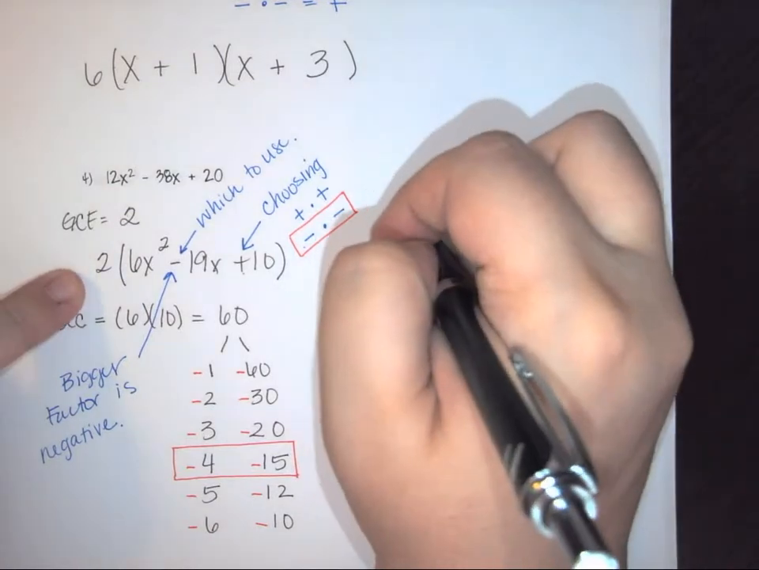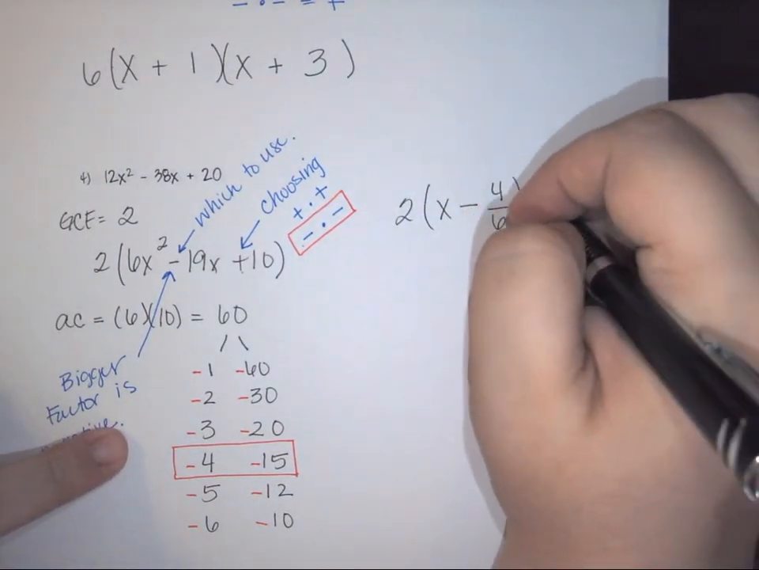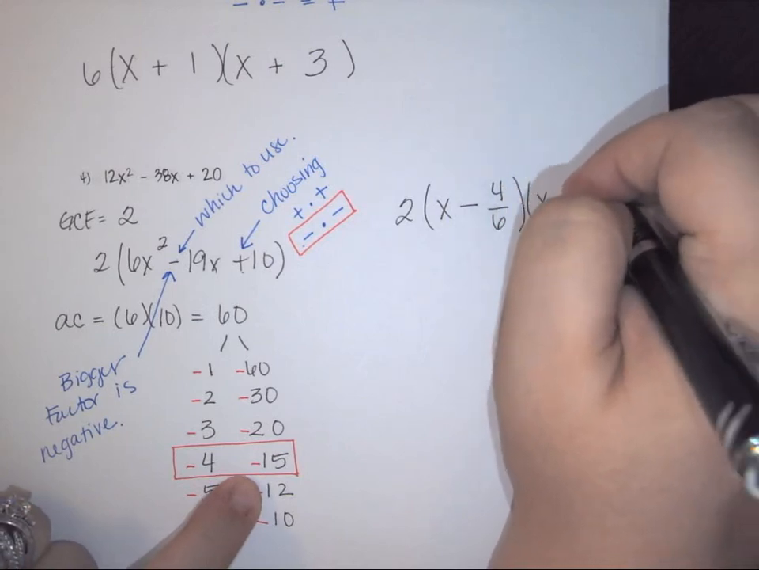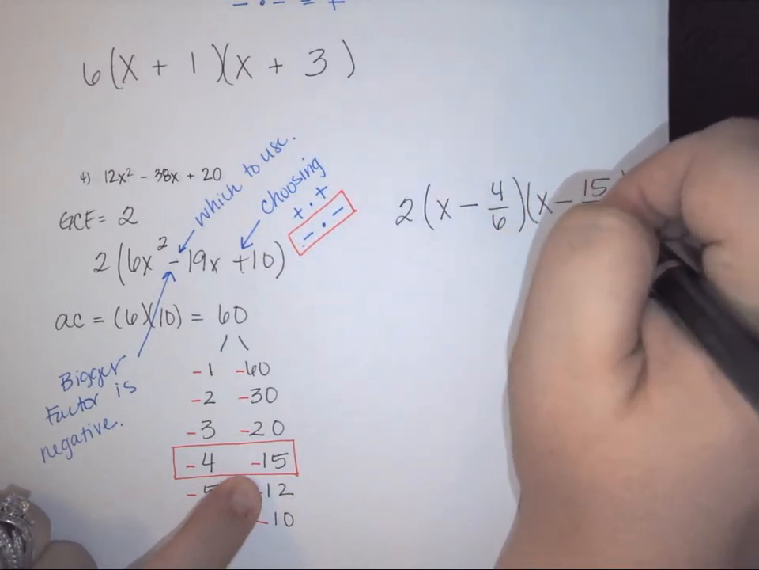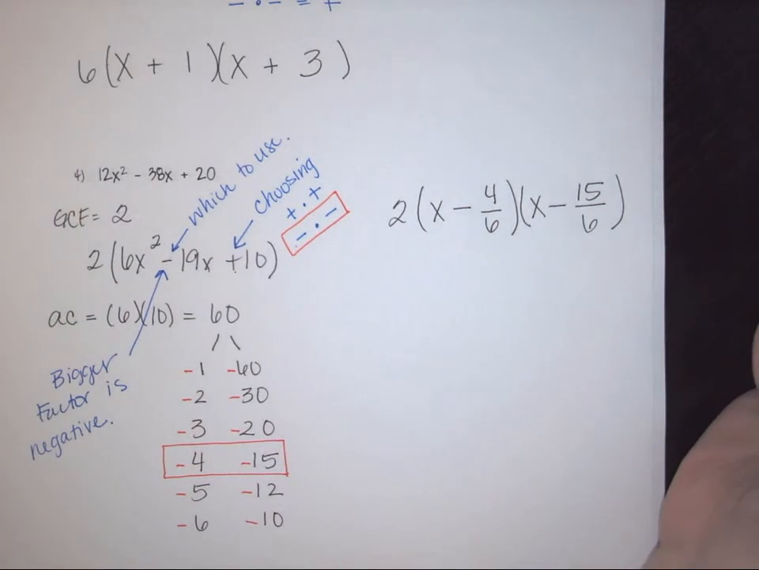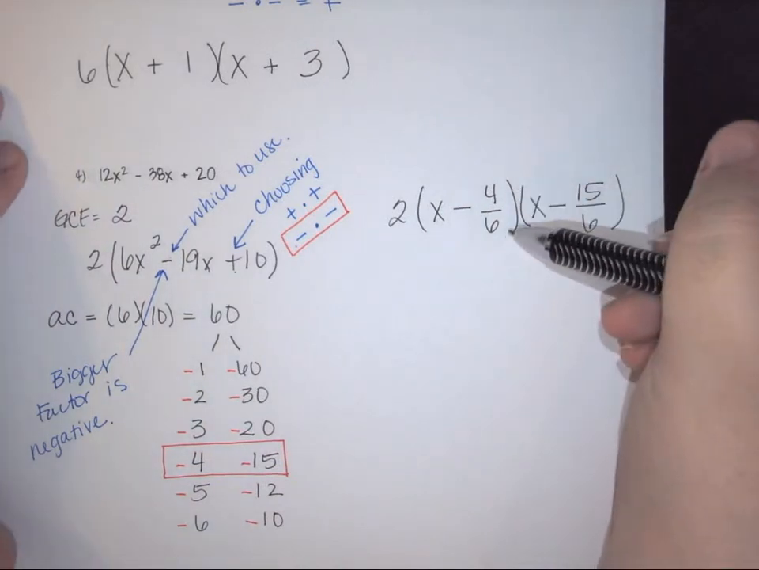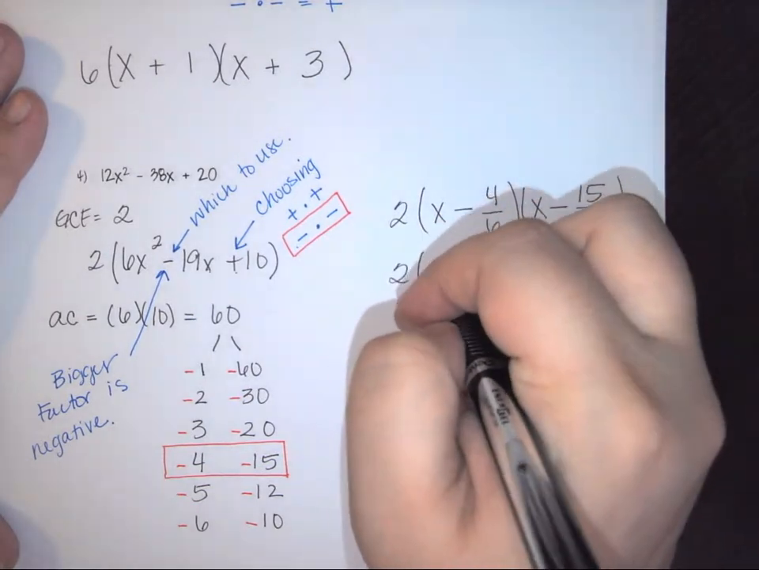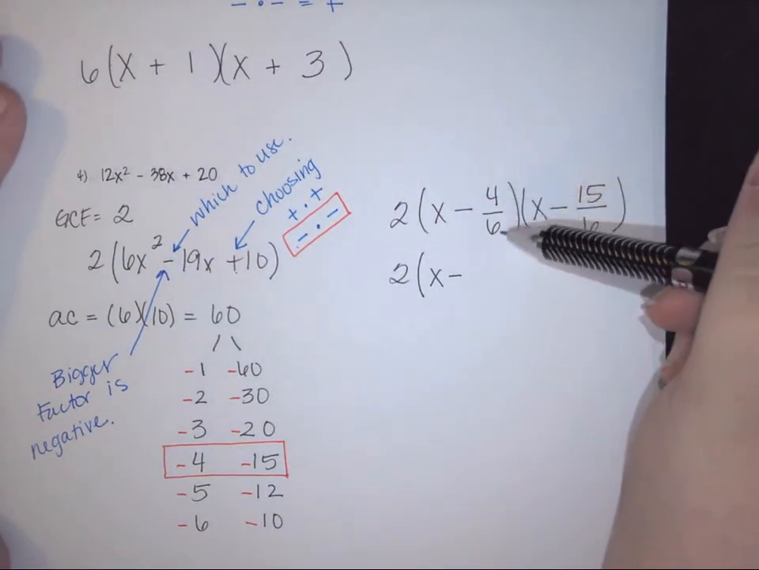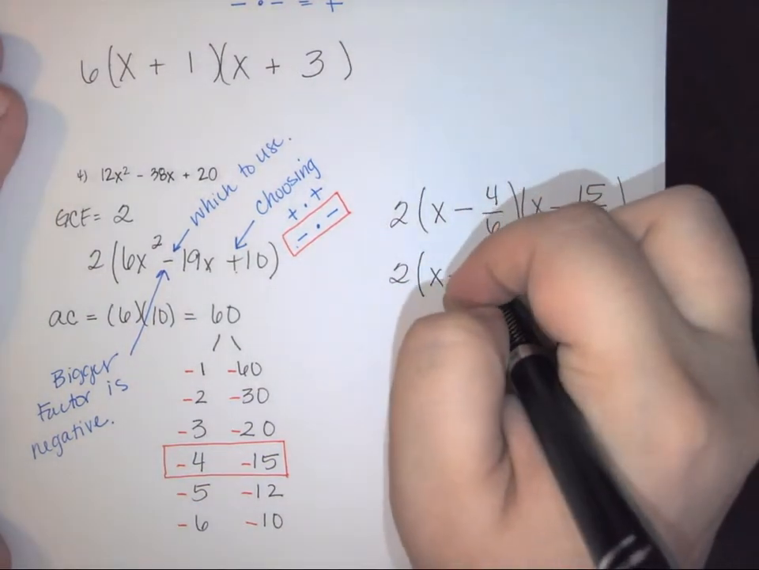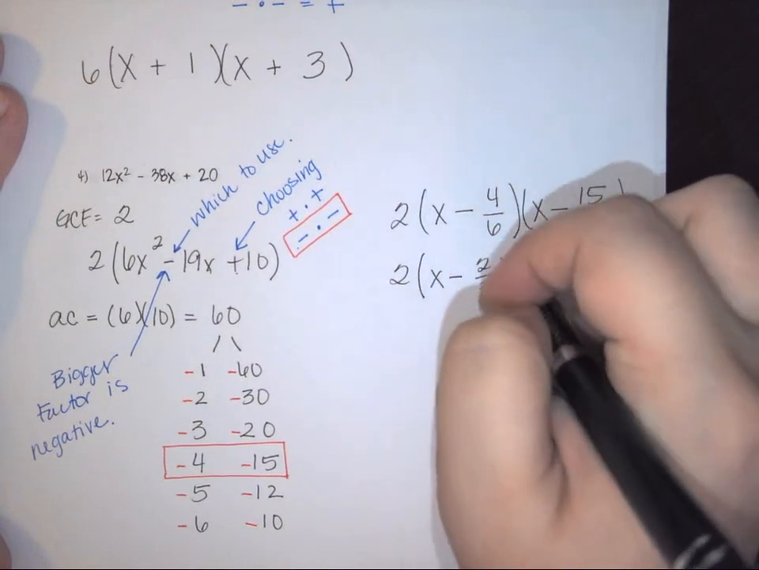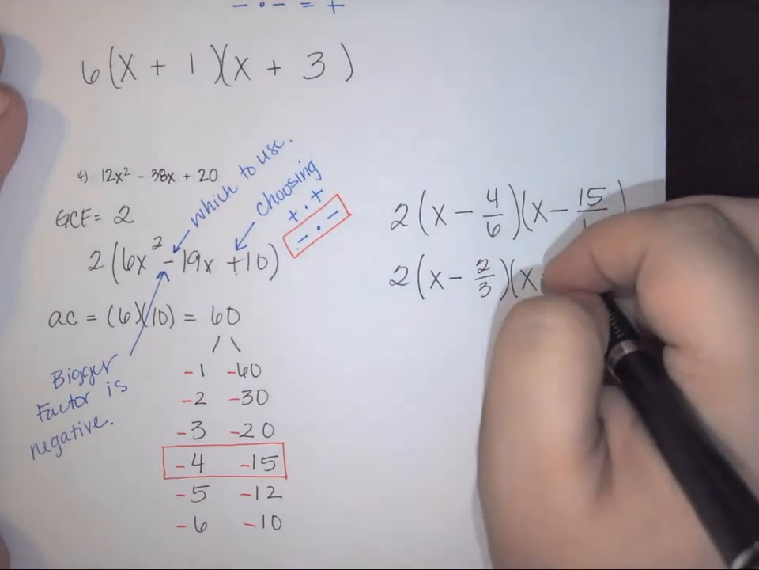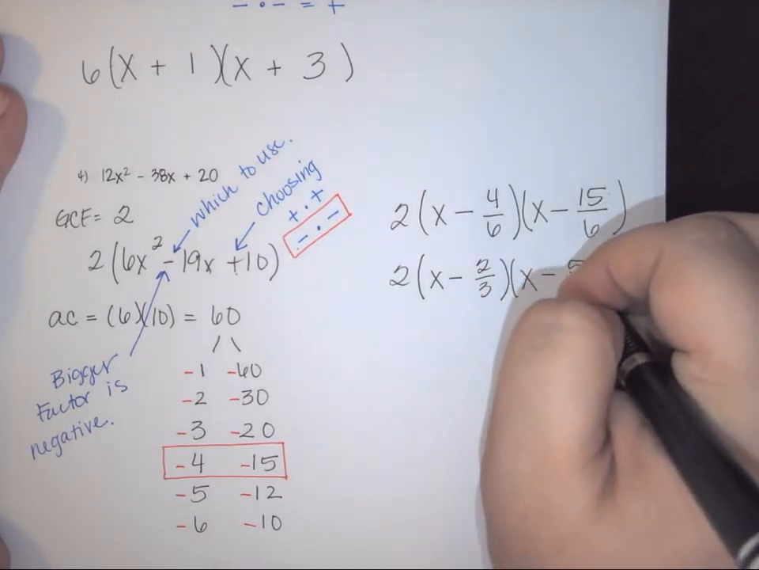Don't forget the 2 out in front, and then we'll do it again. I'm going to set up my factor. Again, my sign is negative. My factor was 15. My a term is 6. I now have to reduce my fractions. So here this is going to be 2 times x minus 4 over 6, which reduces to 2 over 3. And then this is x minus 15 over 6, which reduces to 5 over 2.